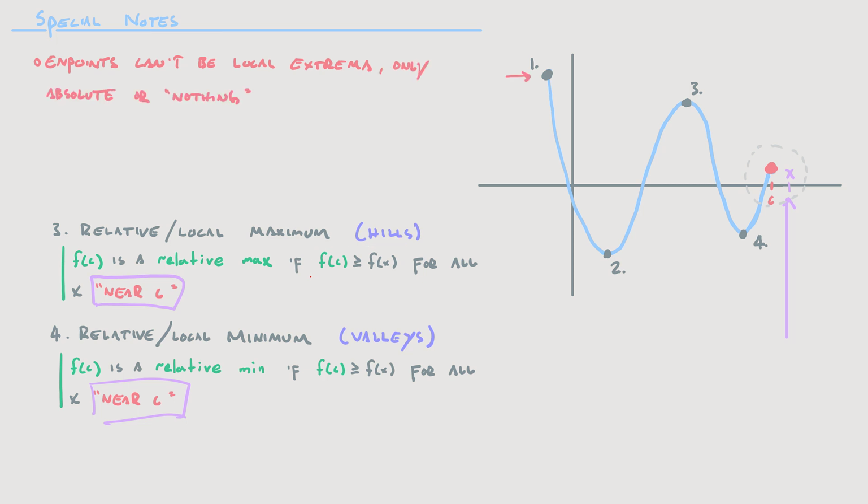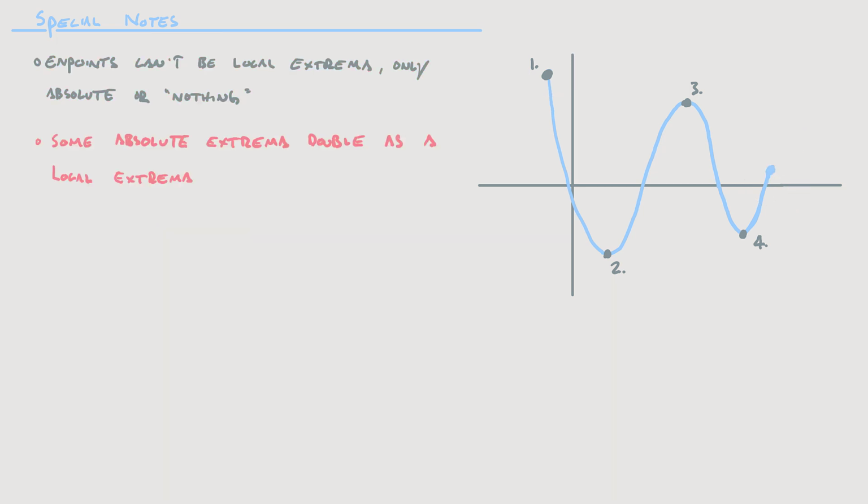So an endpoint can only be an absolute extrema, like in the case of this one, or it's nothing at all, like in the case of this one. Nothing is maybe harsh, it's the end. It's the endpoint of the graph, and that's all it is. All right, the next note is that some absolute extrema double as a local extrema, and that would be when an absolute extrema also satisfies the definition of a local extrema.